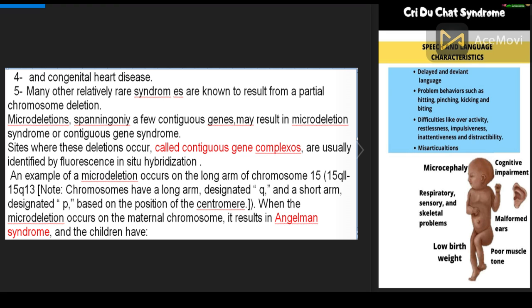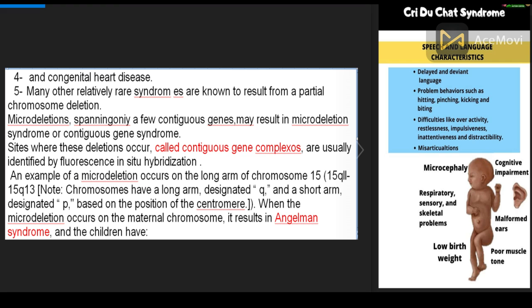Microdeletions, spanning only a few contiguous genes, may result in microdeletion syndrome or contiguous gene syndrome. Sites where these deletions occur, called contiguous gene complexes, are usually identified by fluorescence in situ hybridization. An example of a microdeletion occurs on the long arm of chromosome 15, 15q11-q13.